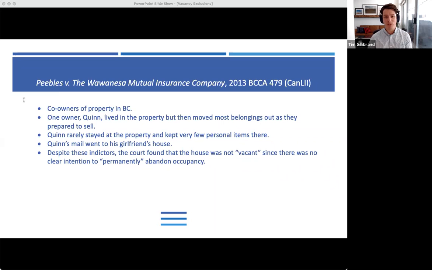The court really focused on the fact that Quinn had been an occupant before, and he continued to visit that property and stay there on occasion. And it's important that with these types of exclusions, of course, the insurer has the obligation to prove that it applies. And so the court here was just not satisfied that Quinn had no intent to return at all when it came to occupying the property. So they weren't willing to support the insurer's position and apply the exclusion with that unknown out there.